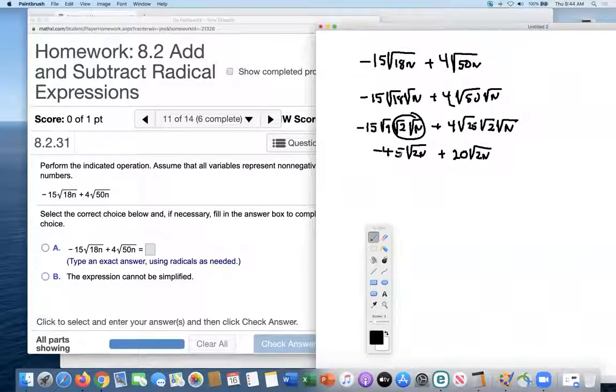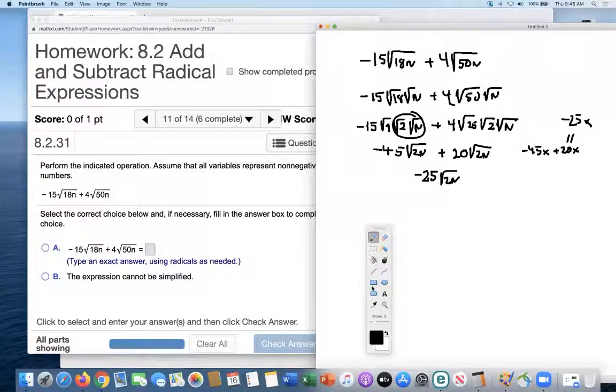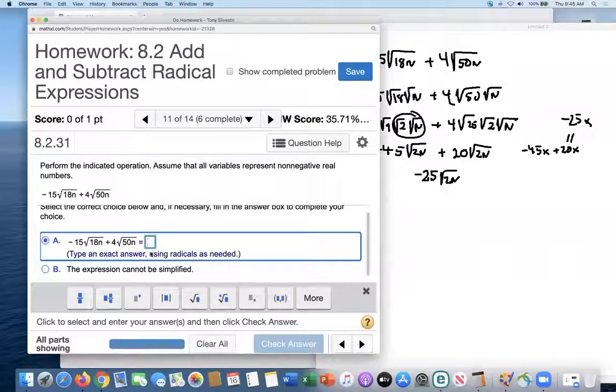You start off with negative 45 of them, plus 20 of them. Got to be negative 25 square root of 2n. Ask yourself, when you have like terms, if you had negative 45x plus 20x, what would you do? Of course, you'd add the coefficients. Negative 25x. Whether you have x or square roots, as long as the square roots look the same, you do it the same way. Just add the coefficients to give you this answer right here. Let's see if that's right.